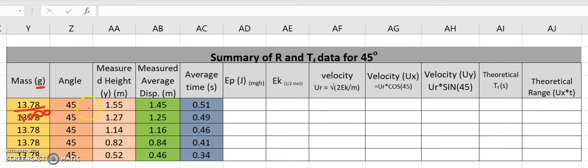calculations. And when we do that, I'll bring it up. Angle was at 45 degrees. The measured height of Y was 1.55 meters.